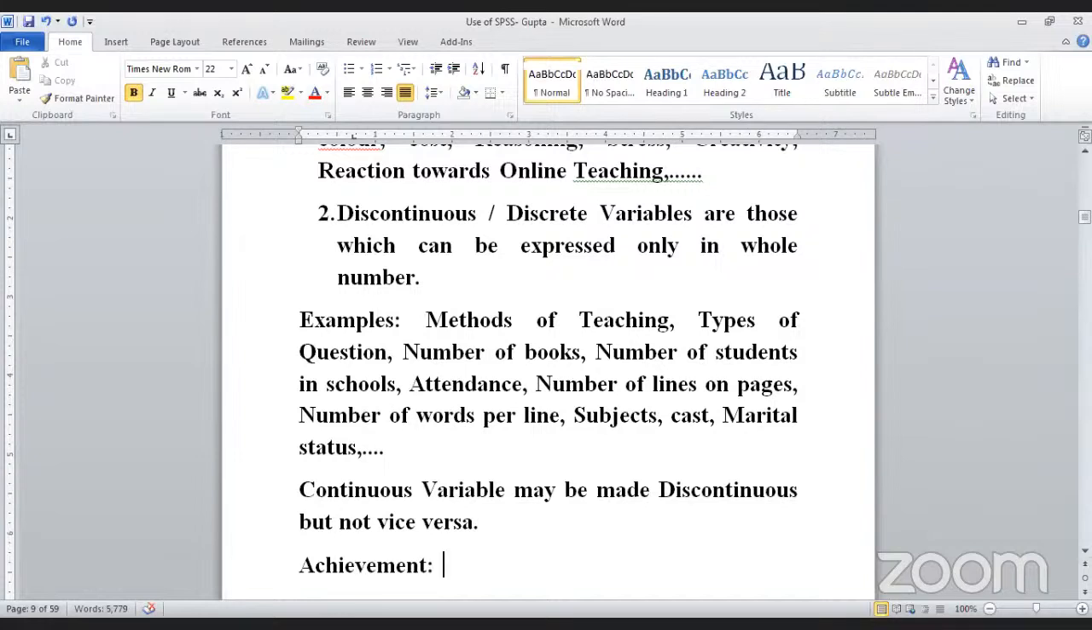your achievement is a continuous variable because out of 100 marks, you may have 90.5 marks, whatever it is. But when we say pass or fail, now pass and fail is on the basis of your achievement, and pass and fail is discontinuous. So on the basis of achievement, I can say either pass or fail.